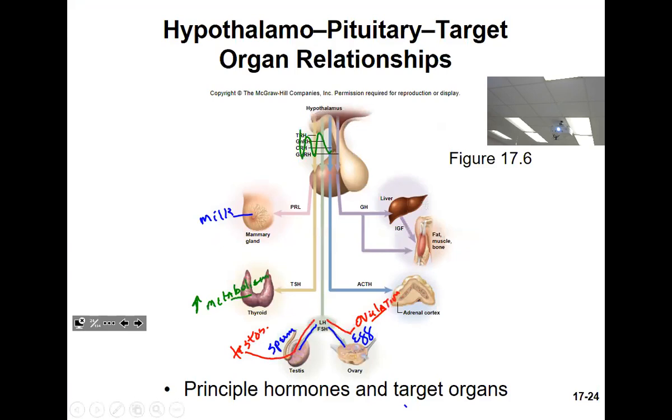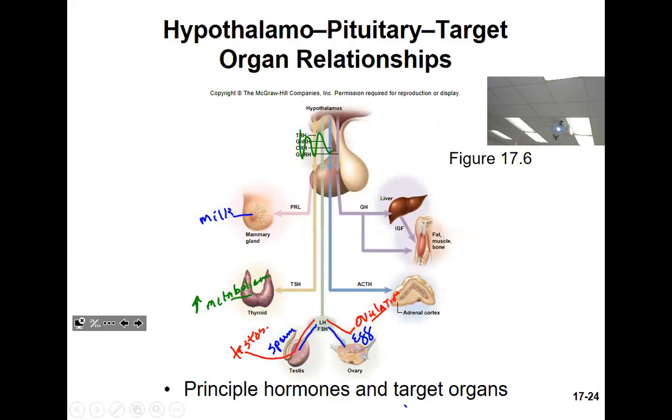Now, the next one we're going to talk about is actually ACTH, and it stands for adrenocorticotropic hormone. That's why you call it ACTH. Exactly. Adrenocorticotropic hormone. Tropic just travels. But anyway, it travels to the adrenal glands. Does anybody know where the adrenal glands are located?